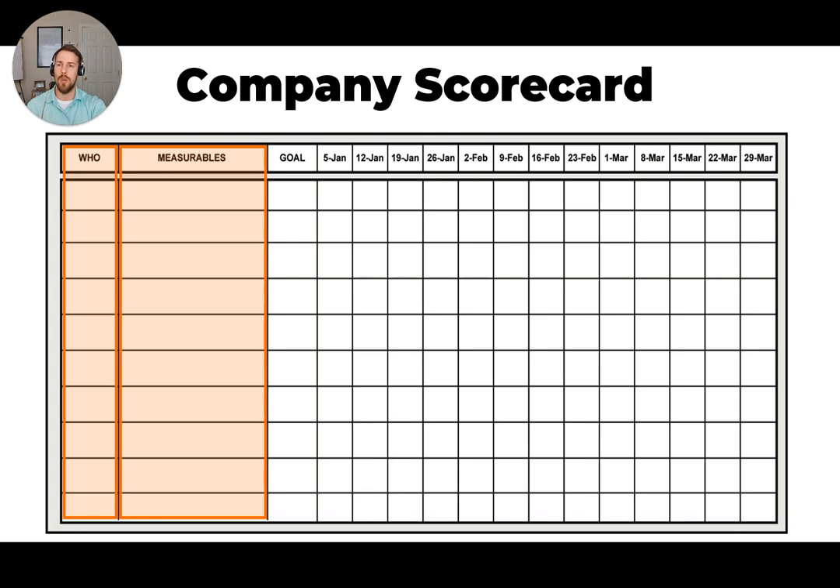So a specific person owns each measurable. A measurable is just a number that you're accountable for. And the goal is, what's the goal? How many calls do you need to get? How many opportunities do you need to be able to capitalize on? And so you're trying to establish a number.